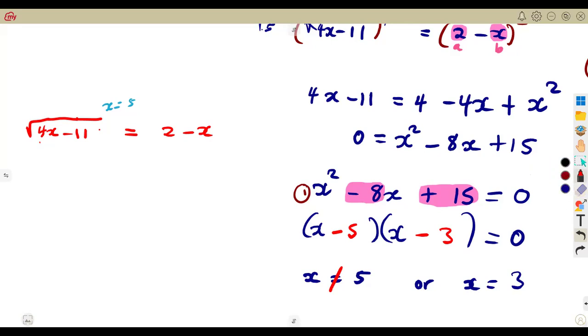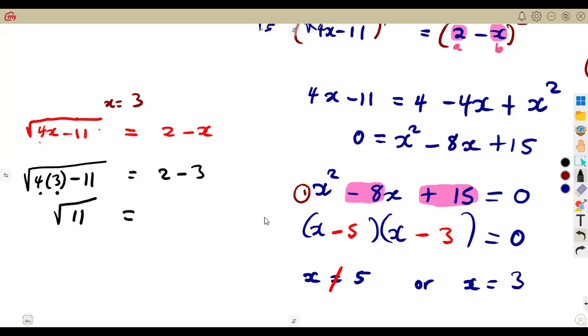If x is equal to 3, are we going to have exactly what is given on this equation? So in place of x, we're going to substitute this. So it's going to be the square root of 4 times 3 minus 11. So this is the part of the square root. So is it equal to 2 minus 3? In place of x, we substitute what? 3. So that was going to be 4 times 3, which is 12. Right? 4 times 3, that's 12. Then 12 minus 11 is 1. So it's going to be square root of 1.